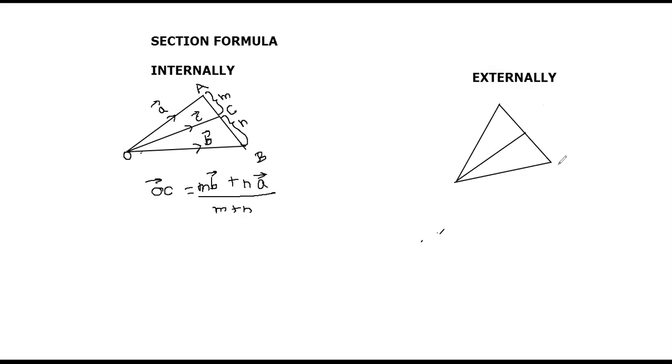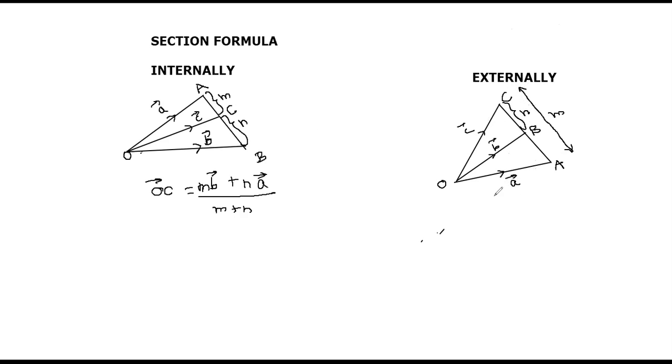Now suppose this is A and this is B, and as usual this is O. OA is the position vector of A, and it is denoted by vector A, and OB by vector B. Then C is outside this line. Its position vector is vector C, and it is dividing like this. From C to A is M, and from C to B is N. So N is opposite to A, M will come with B always.